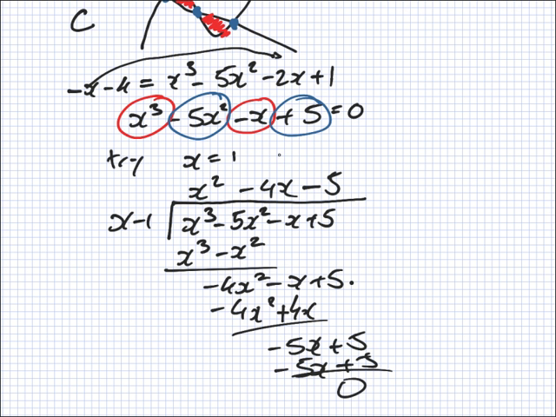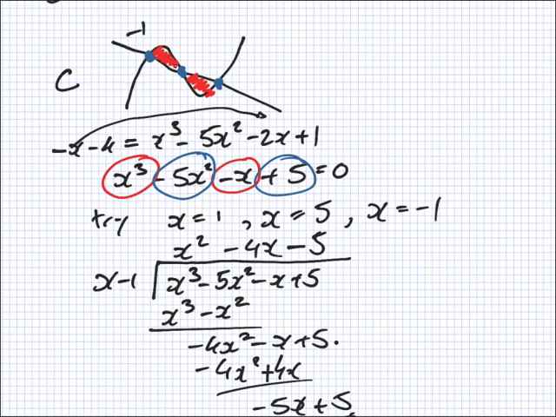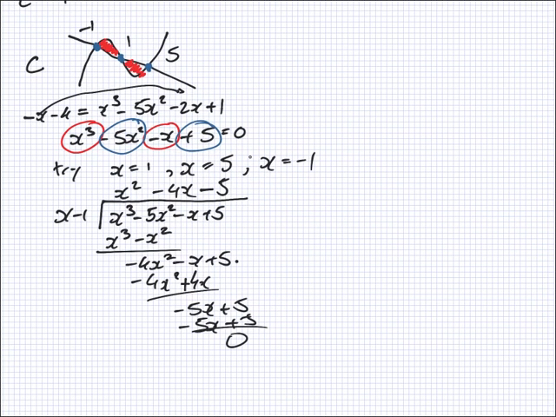Okay, so the solutions here would be 5 and minus 1. So if I look at this graph, this is minus 1, this is 1, and this is 5. So if I want to calculate the area, I'd have to integrate from minus 1 to 1.